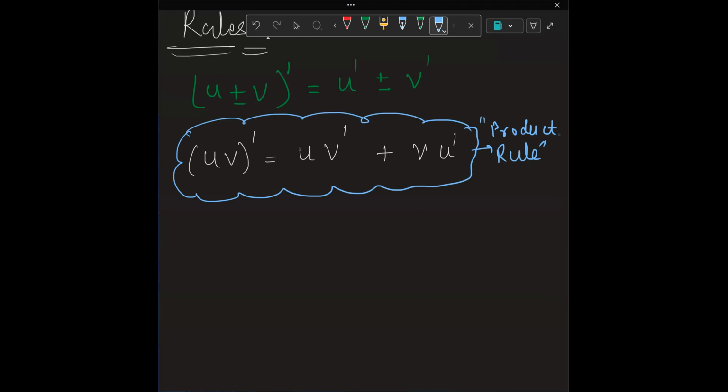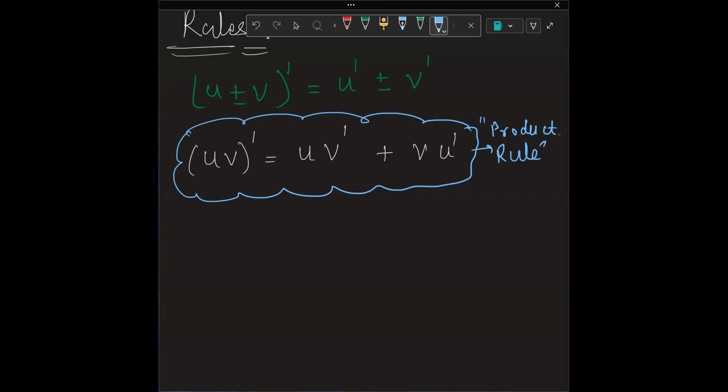This is a very important one: u is the first function and v is the second function. So take out the first function and the differentiation of the second one, and then take out the second one and the differentiation of the first one. Okay.